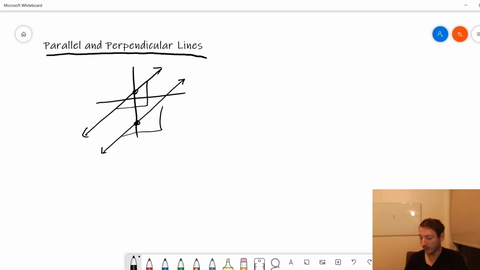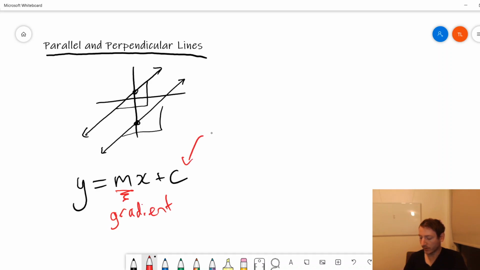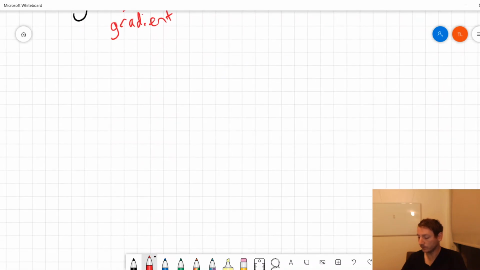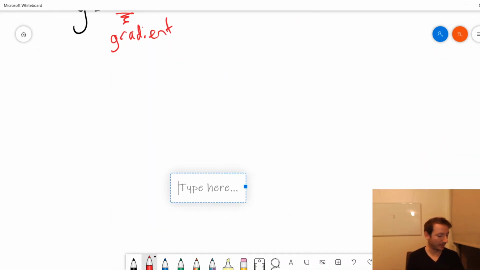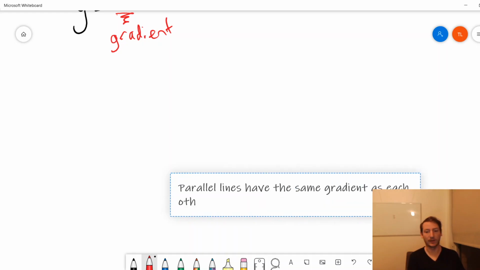Now the formula we've been using is y equals mx plus c. And just have a think to yourself which part is the gradient before I tell you. Well, it's the m here. So this is the gradient. Just to refresh, that's the y-intercept. And as I said, we're looking for lines that have the same gradient to make sure that they are parallel. So let's quickly write that. Parallel lines have the same gradient as each other.